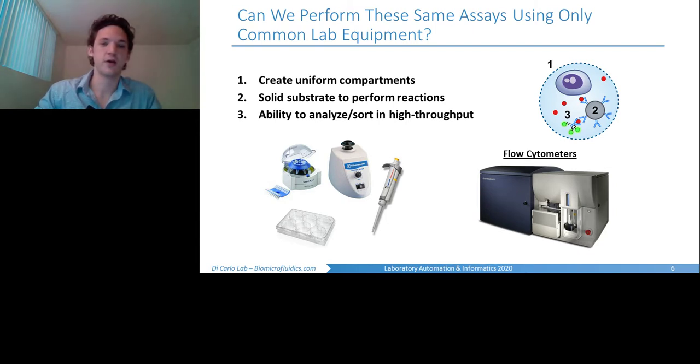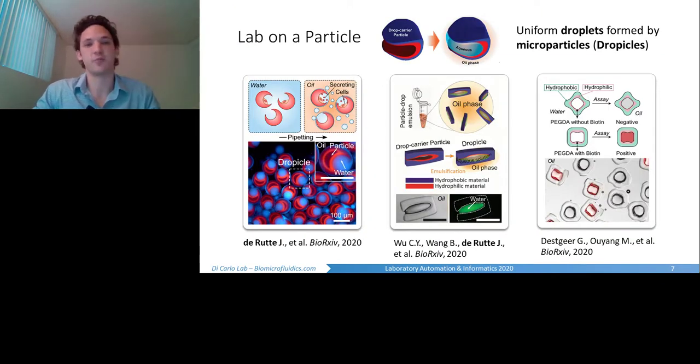So our solution that we came up with in our lab is this concept of lab on a particle. The idea is quite simple and seems straightforward, but took quite a lot of time to develop. The idea is, if you take 3D structured particles that have unique shape and unique material properties, can you spontaneously create uniform compartments in order to isolate, say, in this case, cells of interest? Any of these compartments or droplets formed by these microparticles, we refer to them as dropicles.